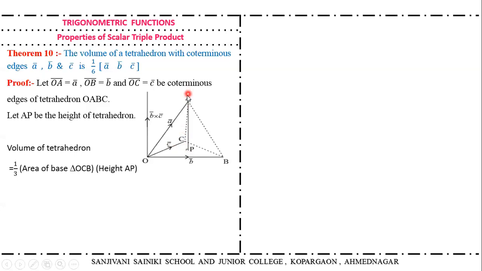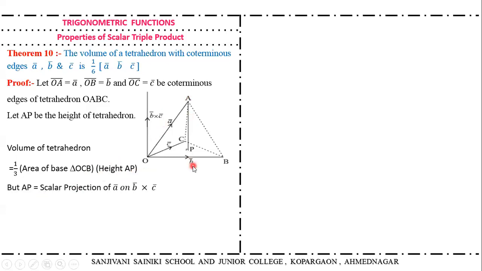So what is the volume of the tetrahedron? It is 1 upon 3 times the area of the base OCB into height. We have to find the area of this into height, and it's 1 by 3. Why 1 by 3? Because the area we are getting from this one, actually we are getting 3 times more, so we have to divide it once. So the volume of the tetrahedron is 1 by 3 times the area of the base into height AP.